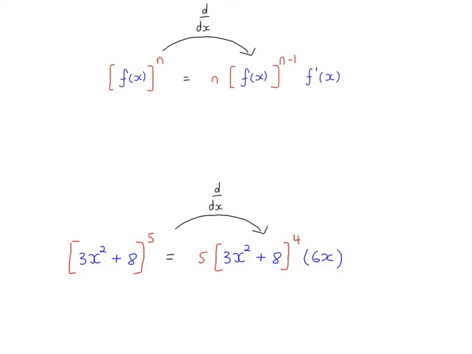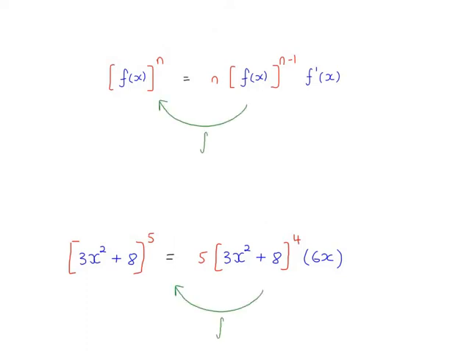Integration is in the reverse order. So we start on the right and we go to the left. So if we integrate all of this, we're back to 3x squared plus 8 to the power of 5 plus a constant of integration.